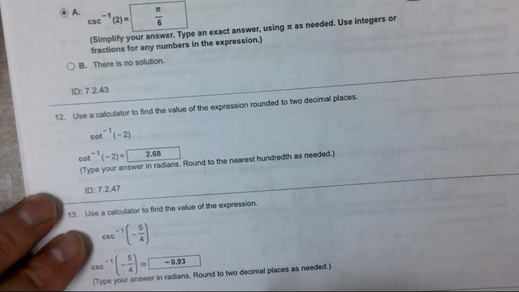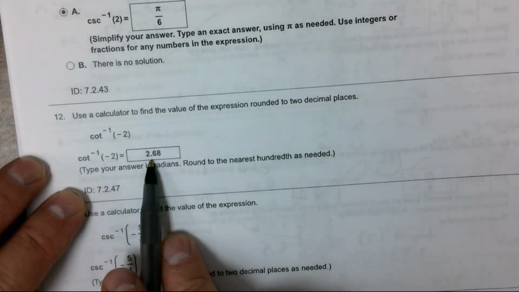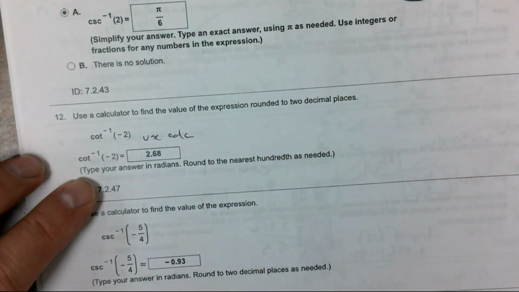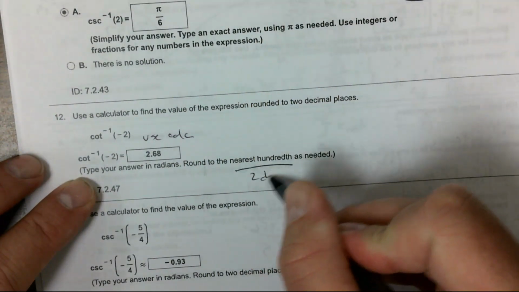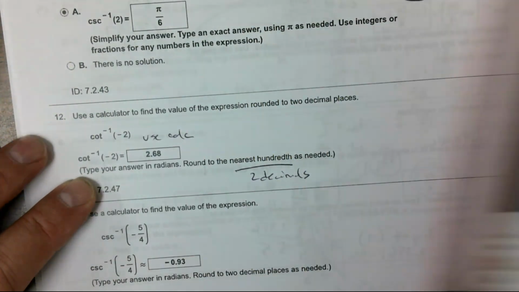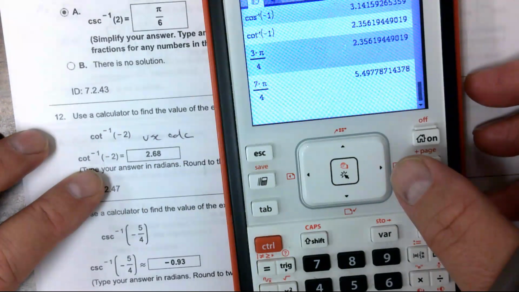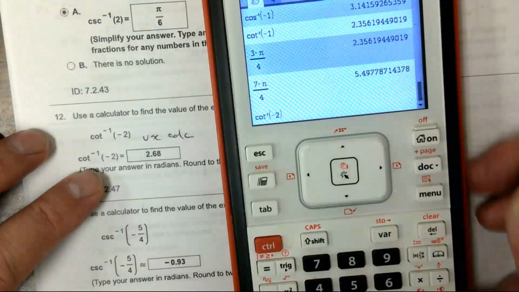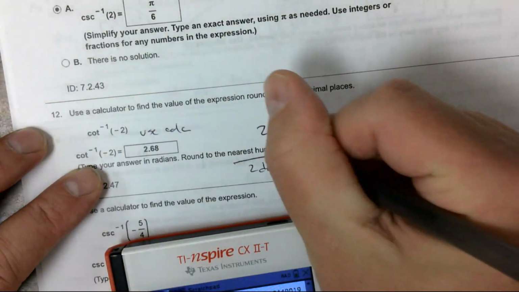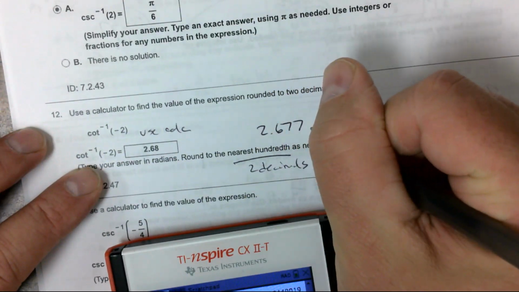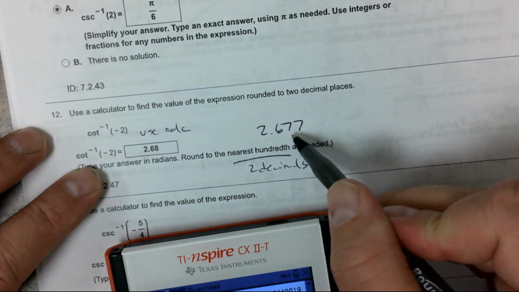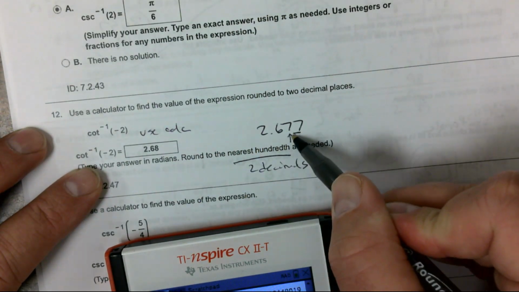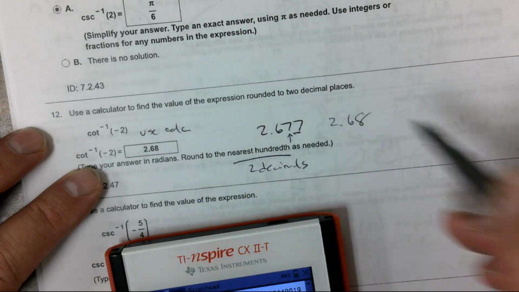Now, on this one, you can just straight use your calculator and round to the 100th, which means 2 decimal places. You do inverse cotangent of -2. That gives me 2.677, some more stuff. Well, based on this number, we round up, and so it's 2.68. There you go.